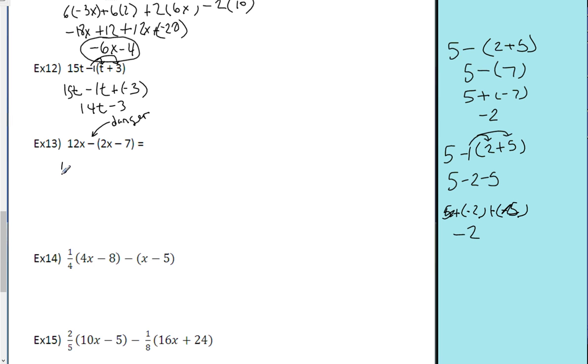Leave the first number alone. 12x. Put your imaginary 1 there. You're going to do negative 1 times 2x. Negative 1 times 2x is negative 2x. Negative 1 times 7. From right here, guys, I can actually teach you 2 ways to do this problem. And I'm going to show you both of them here.